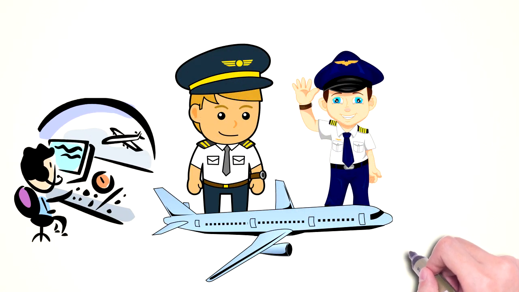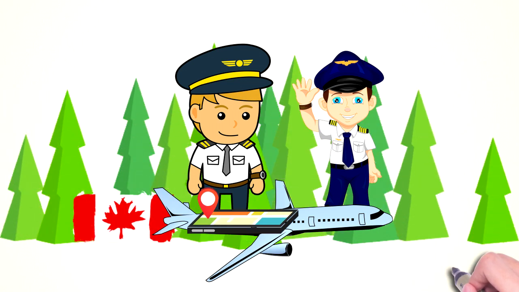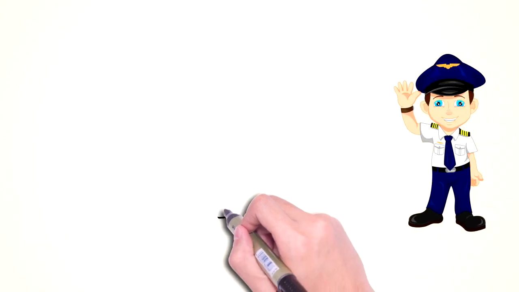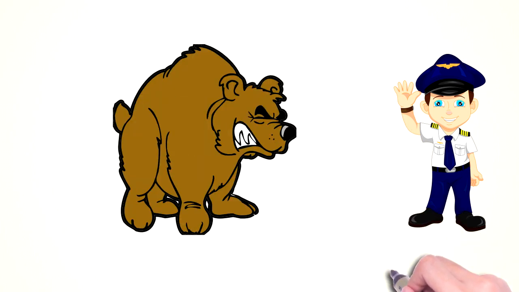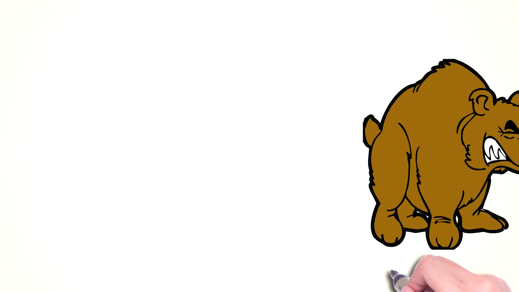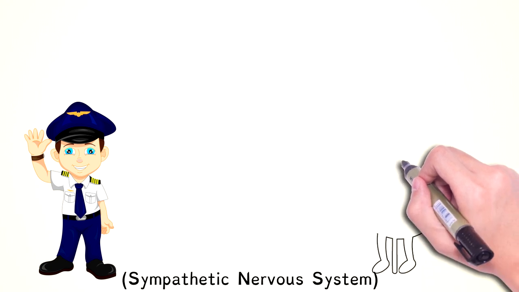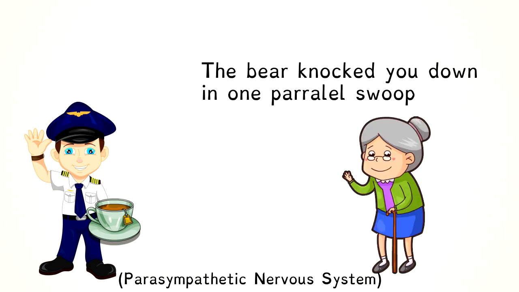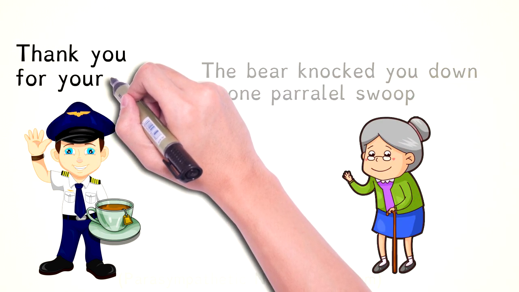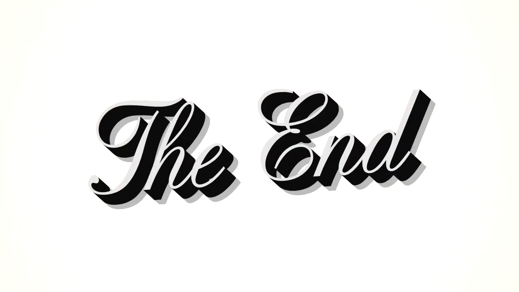The next day, the air traffic controller gave Steve a GPS, which automatically landed the plane in the woods of Canada. As per usual, Perry got off the plane to evaluate his surroundings, when all of a sudden he saw a bear. With his heart pounding, Perry was so scared that he froze. The next thing he knew, he woke up in the house of an old woman. The woman was very sympathetic and gave him a cup of tea. After he had calmed down, the woman explained that the bear had knocked him out in one parallel swoop. Thanking the woman, Perry returned back to the plane to tell Steve and the air traffic controller all about his adventures. The end. I hope you guys enjoyed that story and this study bite.